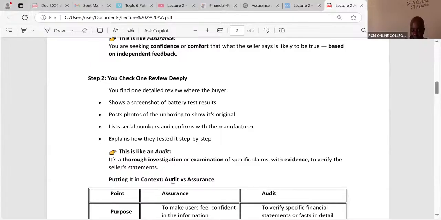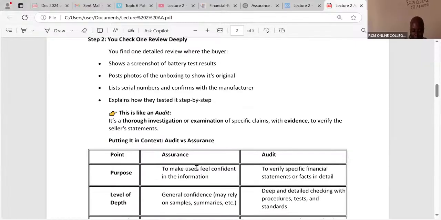Putting it in context, audit versus assurance, ladies and gentlemen. In terms of purpose, assurance is to make users feel confident in the information, the financial statements or facts in detail. For us, audit is about verification of specific financial statement items. Level of depth: assurance is normally general confidence, and may rely on samples, summaries, etc. Audit is very deep and detailed, checking with procedures, tests, and standards.